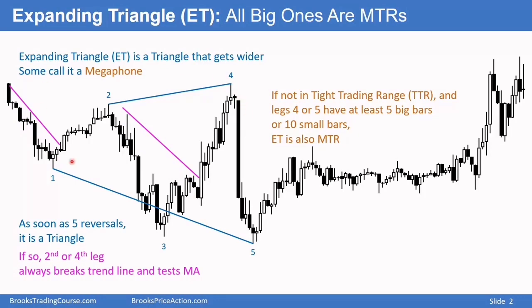Whenever you have an expanding triangle, either the second leg breaks strongly above a bear trend line, or the third leg breaks strongly above a bear trend line, and therefore you're going to be thinking about a possible major reversal. We have a test of the low, and we have a successful reversal. You can call this a lower low major trend reversal as well.